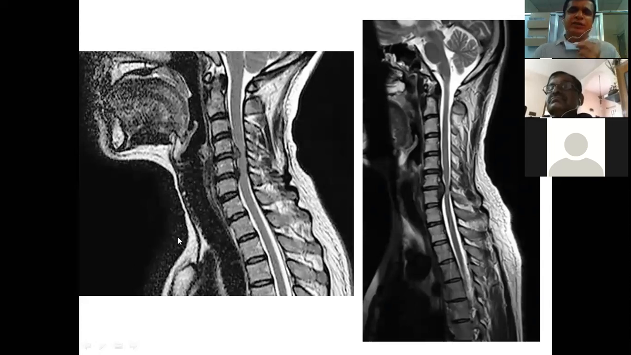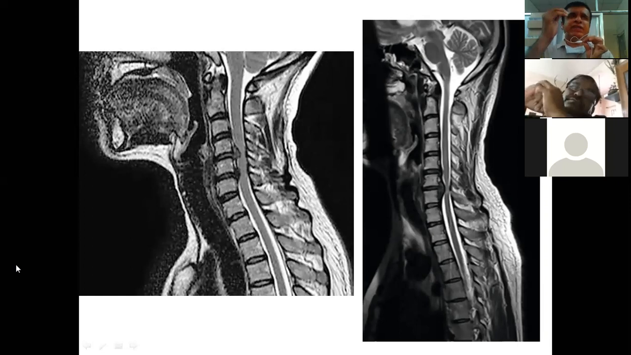Hope I am clear. So to summarize the MRI: MRI is needed only when there is a significant neurological deficit, or if the pain is persisting even after significant conservative management, or if there are any cervical myelopathic features like gait disturbance or exaggerated reflexes. MRI sagittal view is the one which gives you a clear idea regarding cervical disc prolapse.